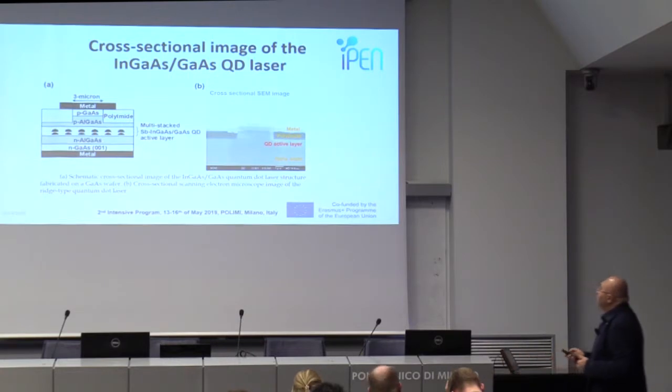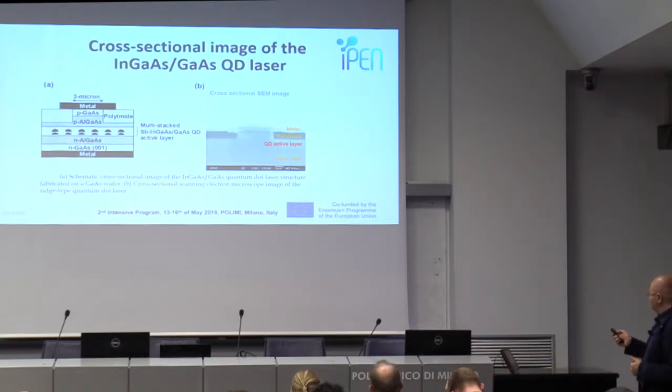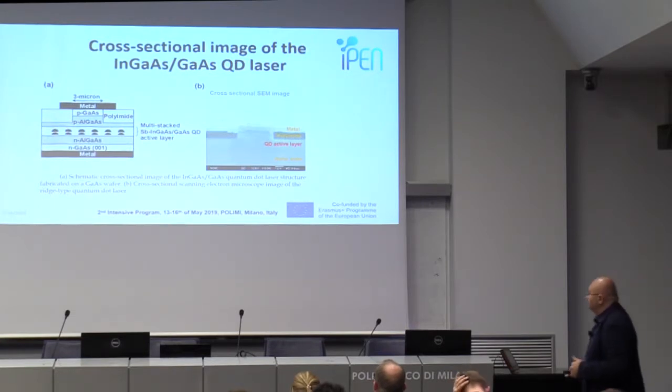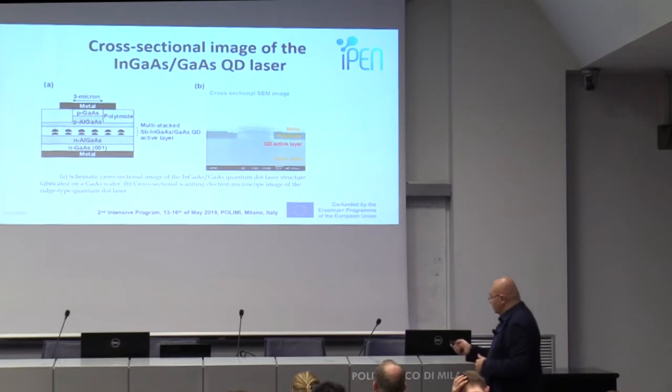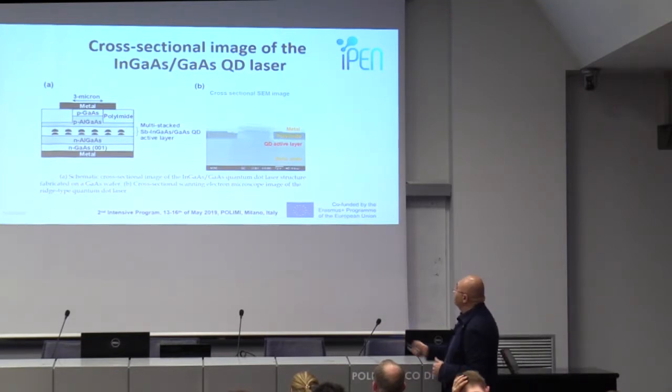Okay, this is actually the same image of the quantum dots. This is the active area. In the active area there are a lot of quantum dots, as is shown here.